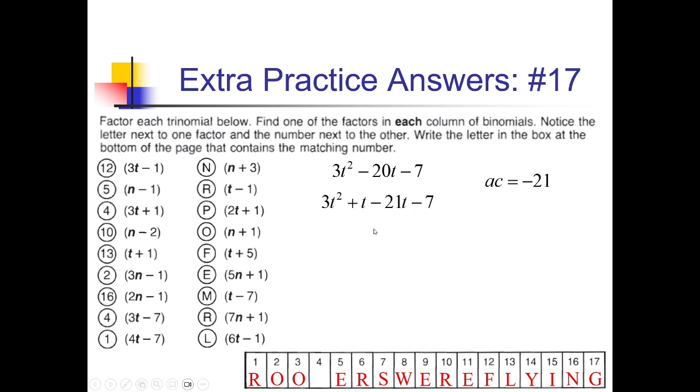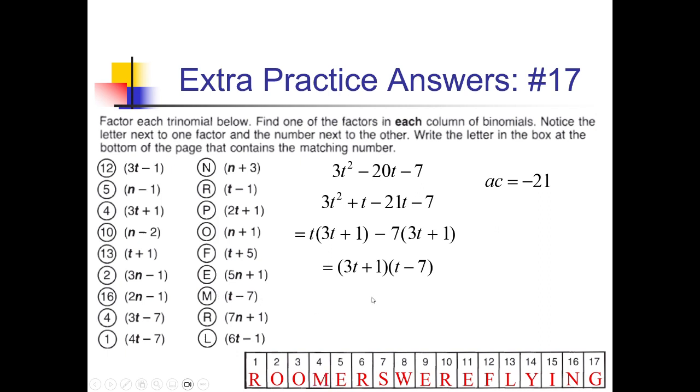So I'll make this negative 20t into a plus 1t minus 21t. Using some grouping, first two terms, take out a t. That'll be a 3t plus 1. And for the next group here, I can take out a negative 7, leaving me with 3t plus 1. So 3t plus 1, as expected, is one of our factors. And then t minus 7 is the other missing factor, and that is an M. So spot 4 then is getting an M.